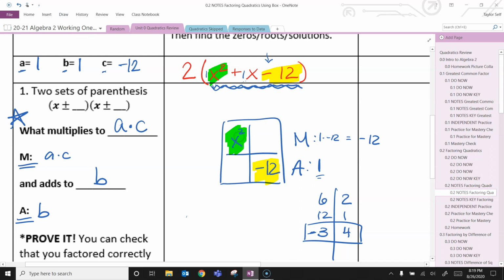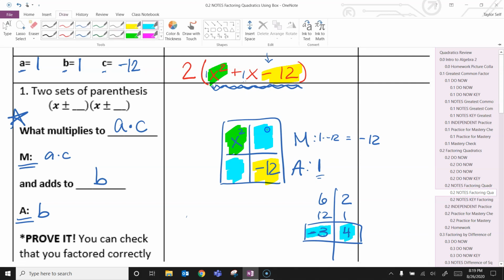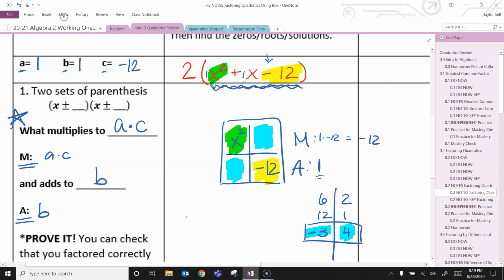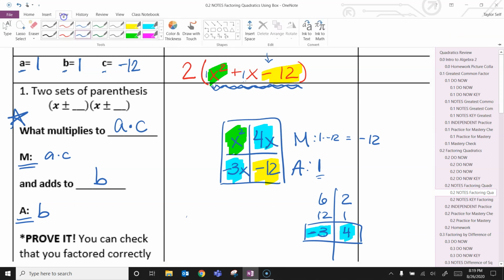Okay, and then we can take these numbers that we got that multiply and add to the right thing, and they can go here. You can put them anywhere you want. They can switch sides, whatever you want. Doesn't matter which one you use. So I'm going to put the negative 3 here and put an x on it. Always put an x on them. 4 is going to go here. I'm going to put an x on it. Okay, so now that we've got the box filled out on the inside, here's what we're going to do.